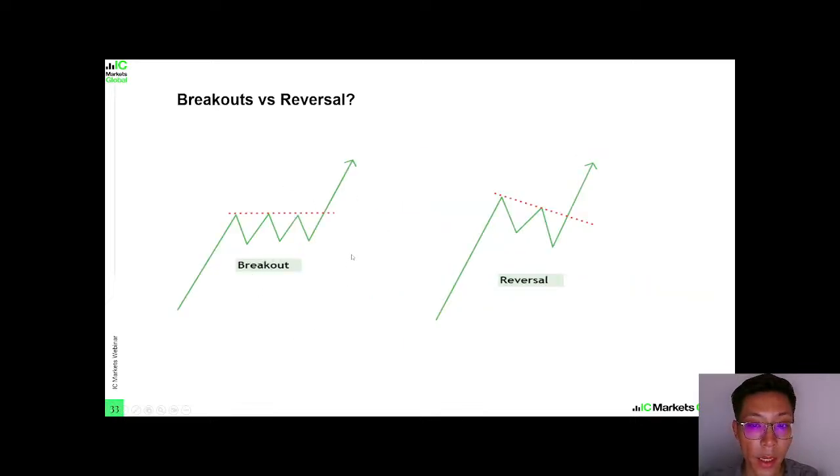So this is an example of breakouts. You can see right here, this is a resistance line that price has struggled to break through. Price actually broke through this area of resistance. Whereas for reversal, we have a slight pullback off this descending trend line, and then we are anticipating price to break through this trend line.